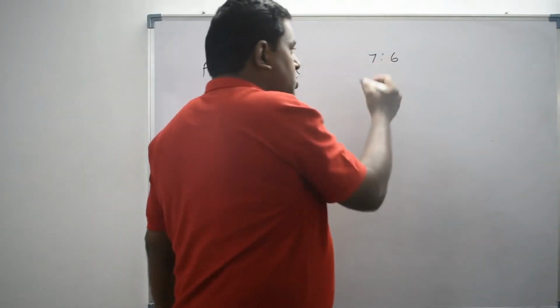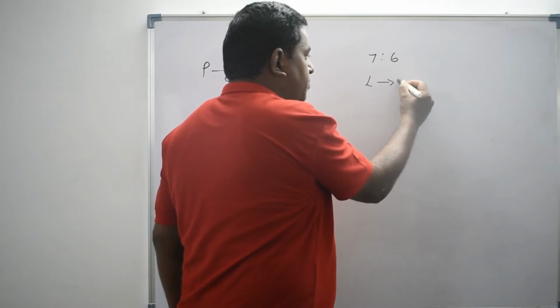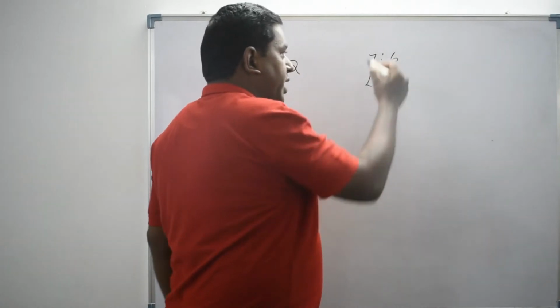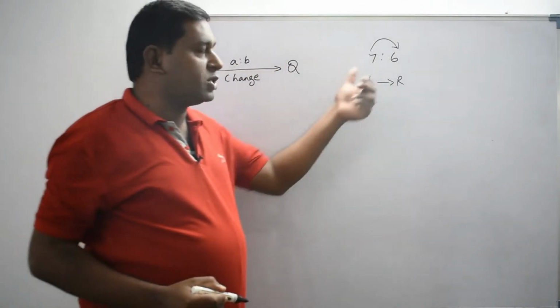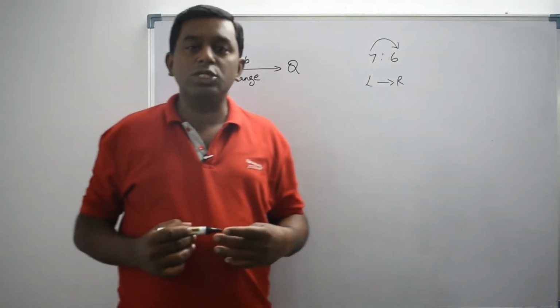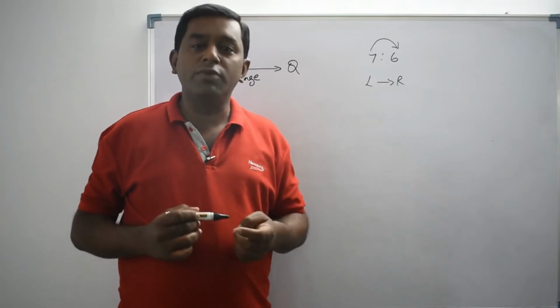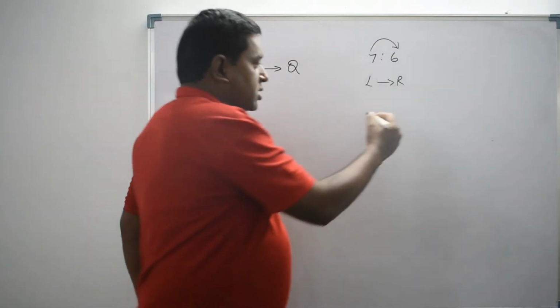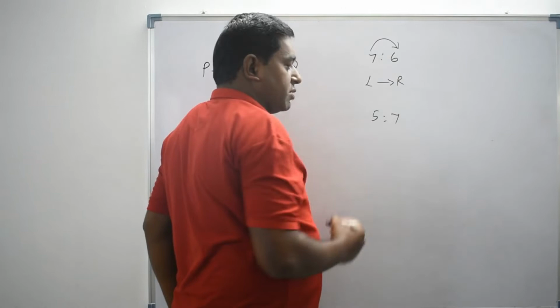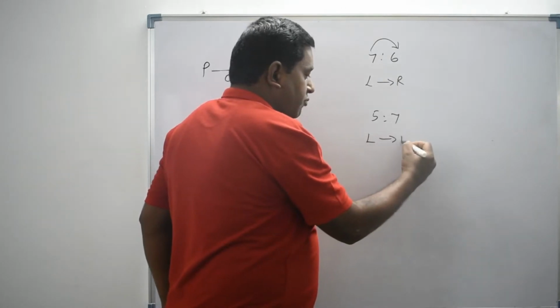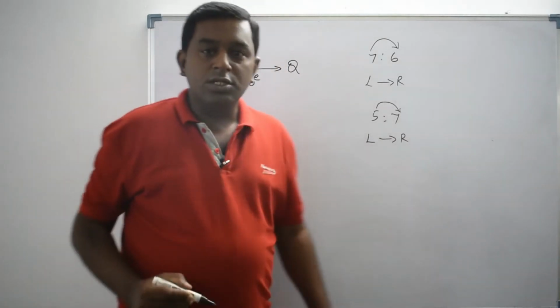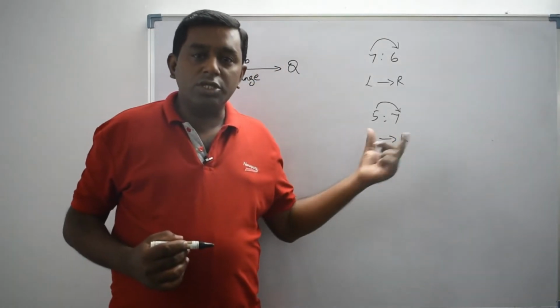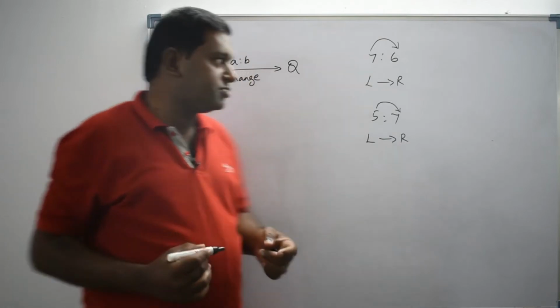You have to look at the ratio from left to right. When you look at this ratio from left to right, clearly it's decreasing. That is decreasing from 7 to 6. So the change I am going to make in this ratio will be a decrease. In case the ratio is 5:7, look at this ratio from left to right. So 5 is getting increased. So this change is going to be an increase.